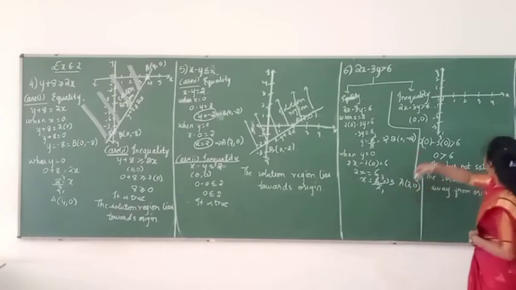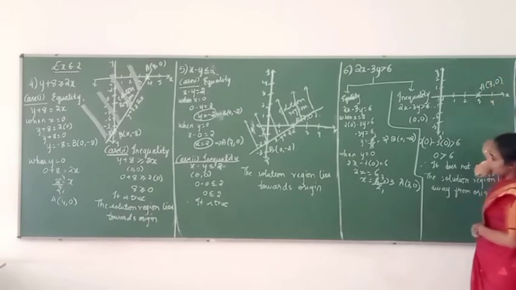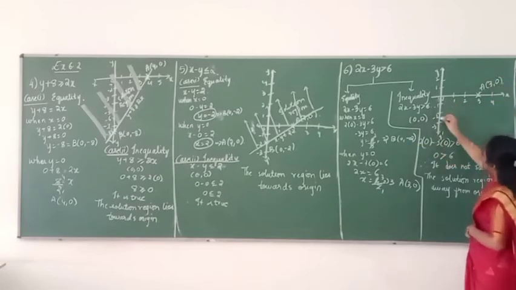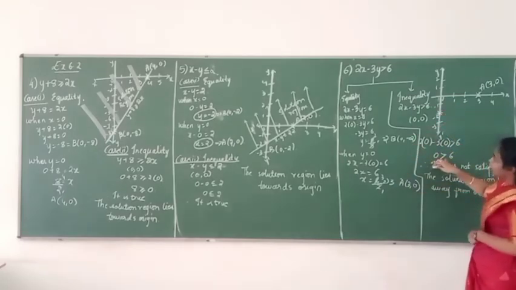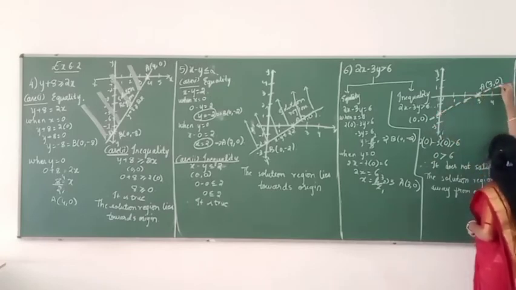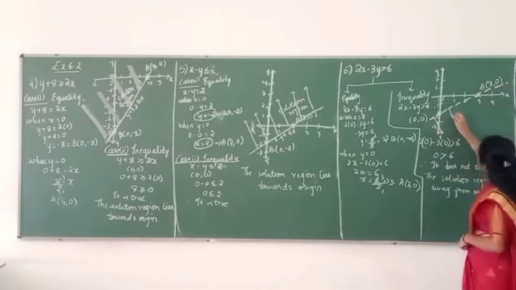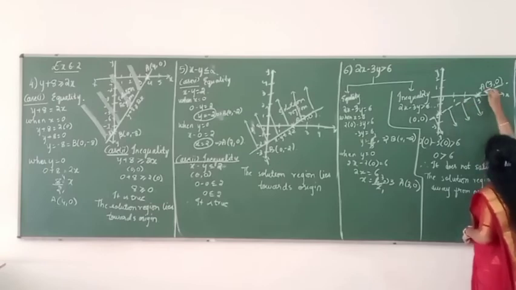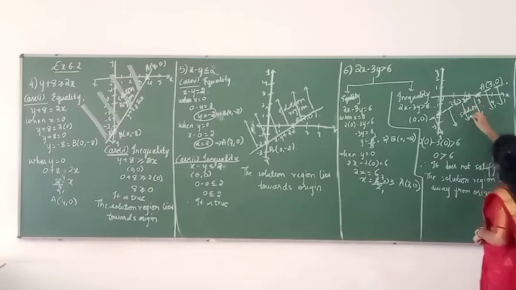So the first point, A, is nothing but 3 comma 0, and B is nothing but 0 comma minus 2. So minus 2 is here. Now as it is greater than, I already said it will be a dotted line, and it is away from the origin. So you will be writing here 2x minus 3y is greater than 6. This is nothing but your solution region.